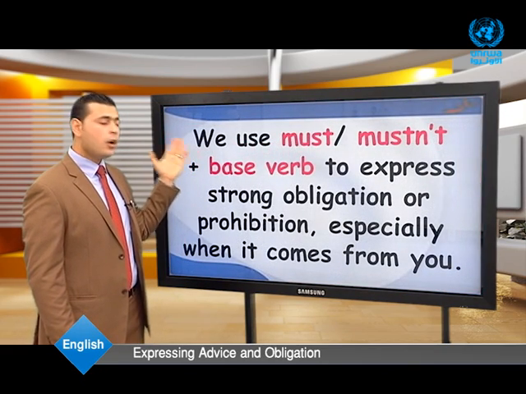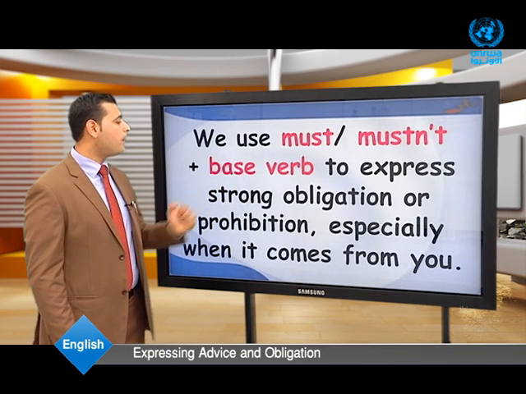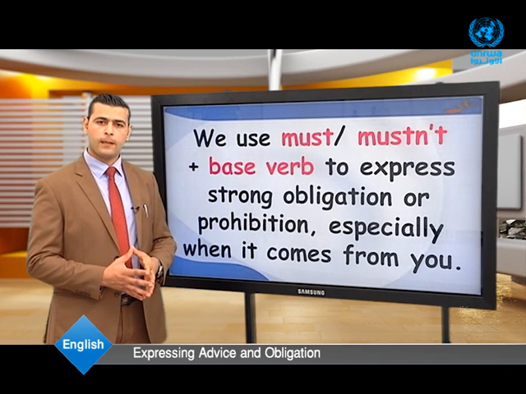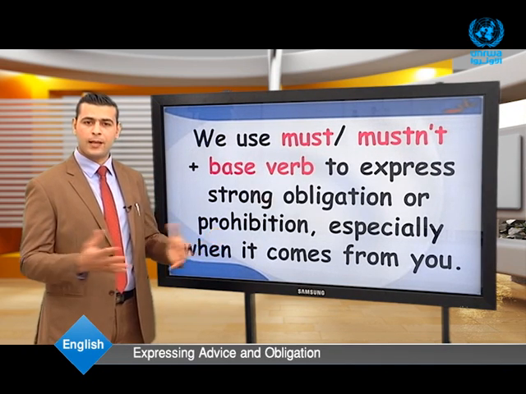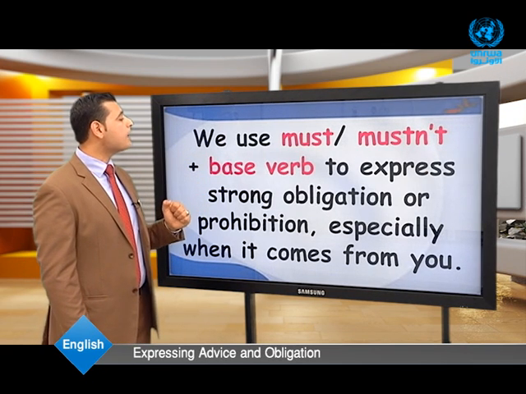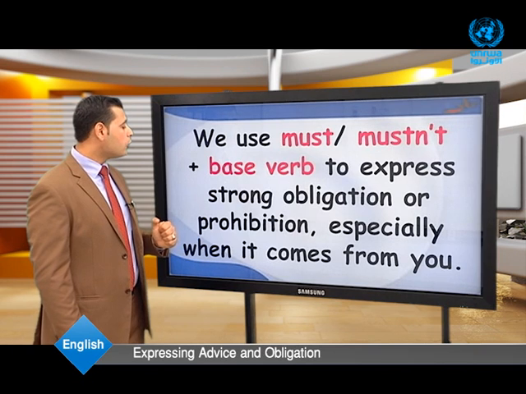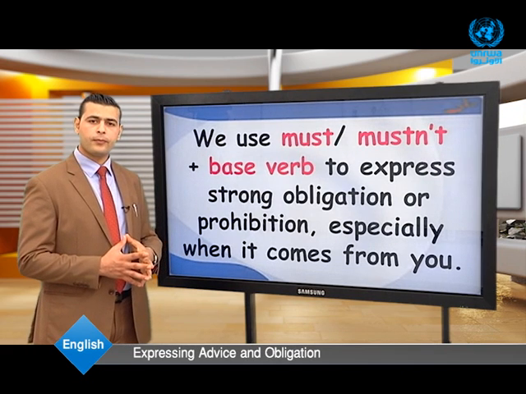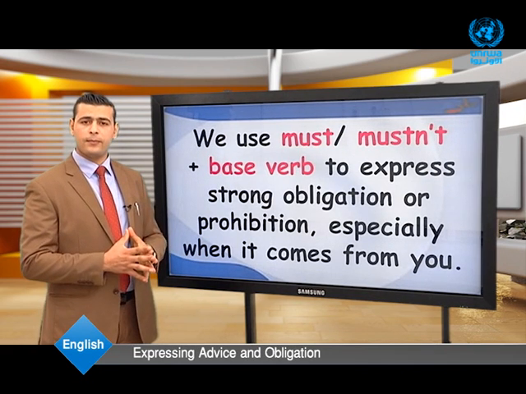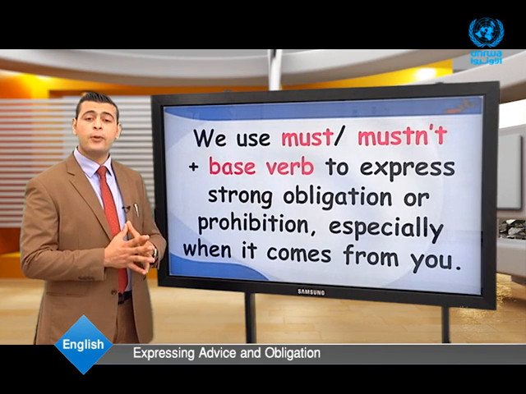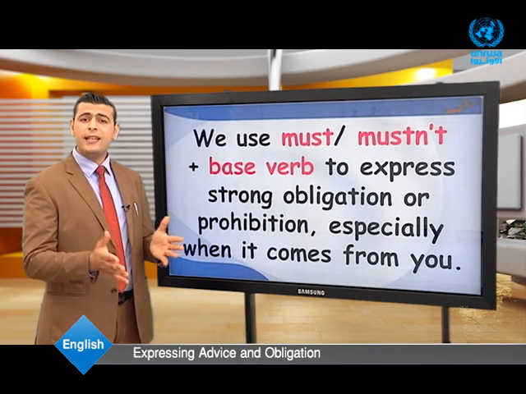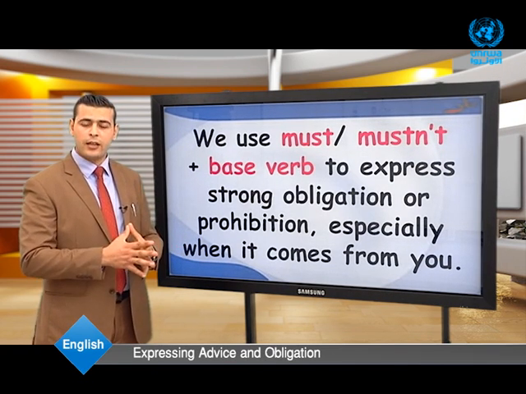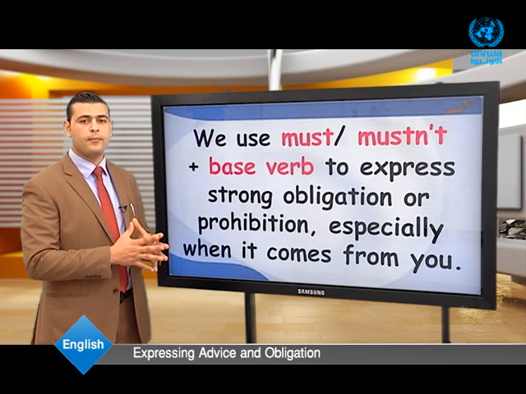Dear students, we use must and mustn't plus the base verb to express a strong obligation or prohibition, especially when it comes from you. A teacher says, you must do this. Here, by the use of must, it expresses obligation. So, he didn't use you should, because he's not giving advice. He's giving something obligatory. You must do this and you mustn't do that. Let's go ahead.